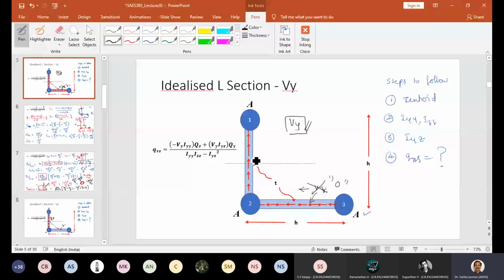So if shear flow is there, Q, and I multiply height h, it has to give Vy. That means what is Q then? Q is equal to Vy by h. So with this argument I am able to solve this problem. There is a very good chance. I don't know whether this year or next year it is going to come in the GATE. I am sure.